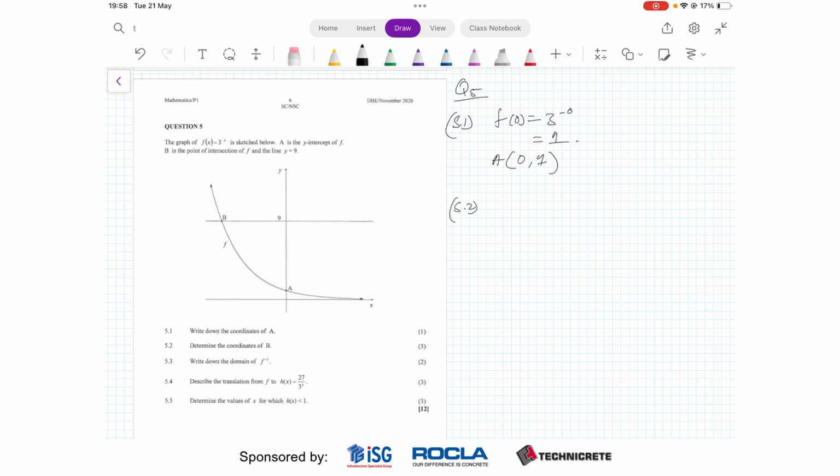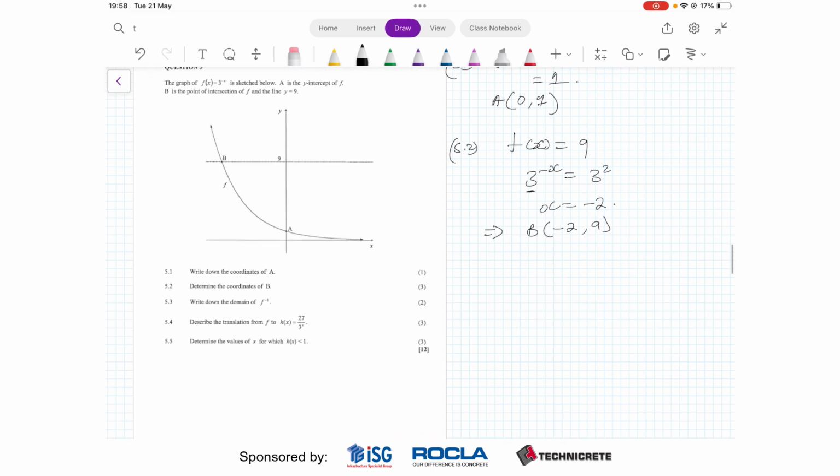5.2, determine the coordinates of B. B is the point where f at x is equal to 9, right? Therefore, 3 to the minus x is equal to 3 to the power 2. And finally, x equals minus 2. Which tells you that the coordinates of B are minus 2 and 9. Laws of exponents, same bases, equate exponents. Okay.